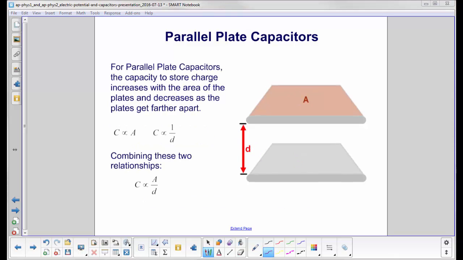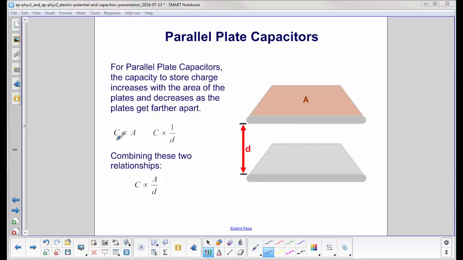For parallel plate capacitors, the capacity to store charge increases with the area of the plates. You can imagine if you have a bigger plate, you have more room to put charge on it. It will also decrease as the plates get further apart. That's a little more subtle, and we'll leave that for later.